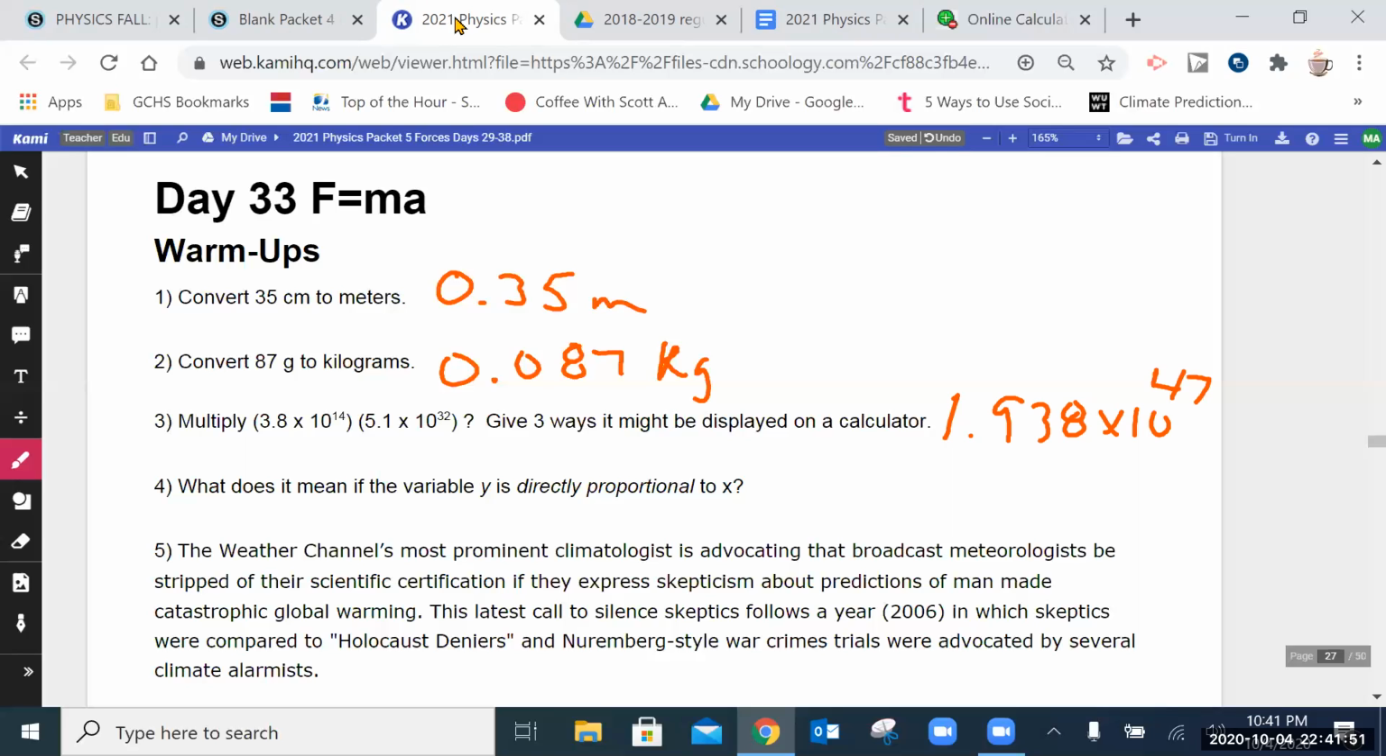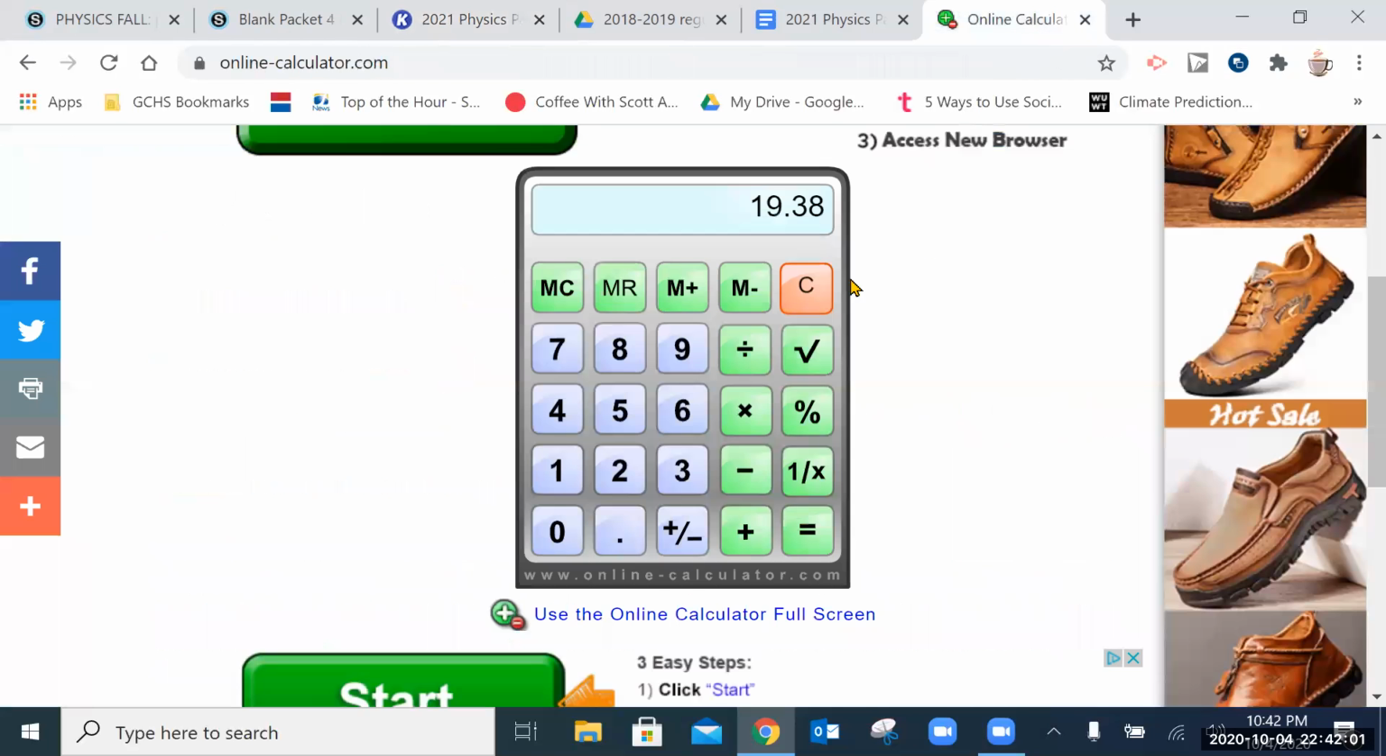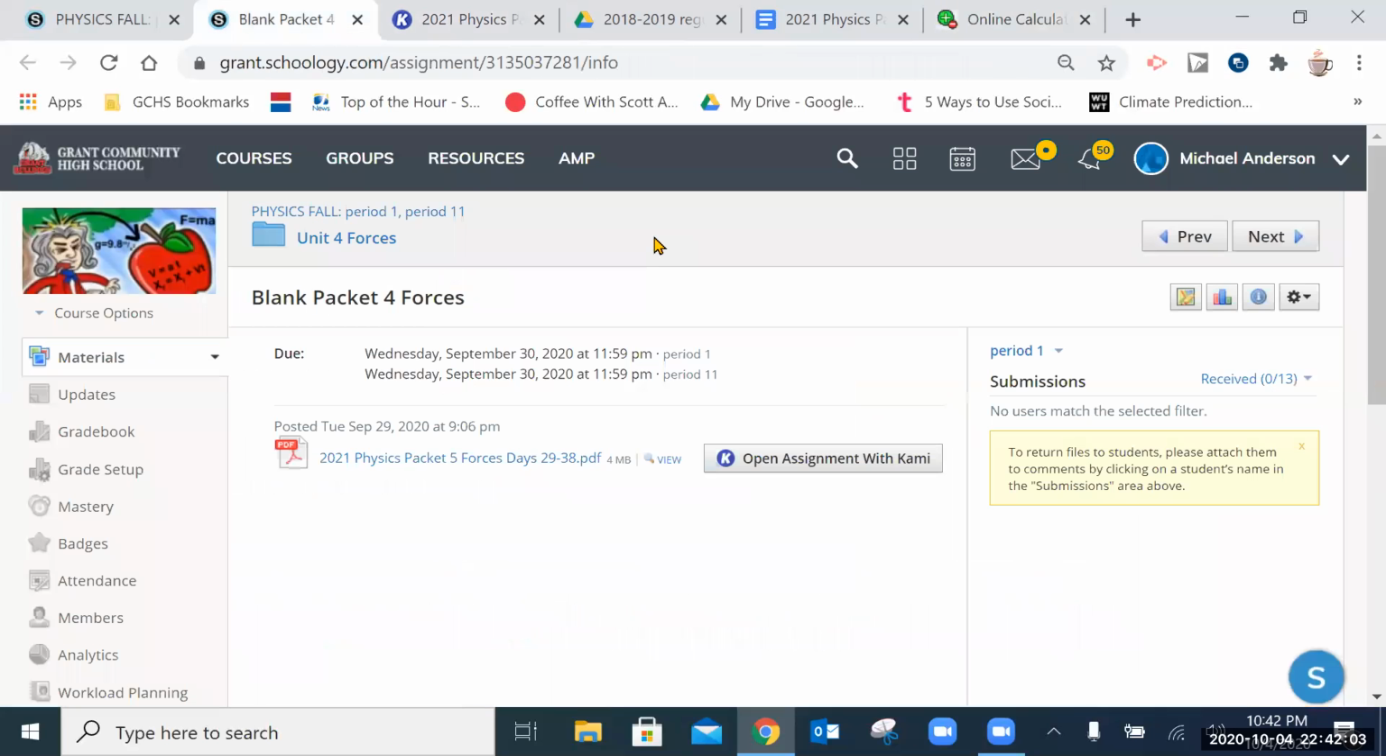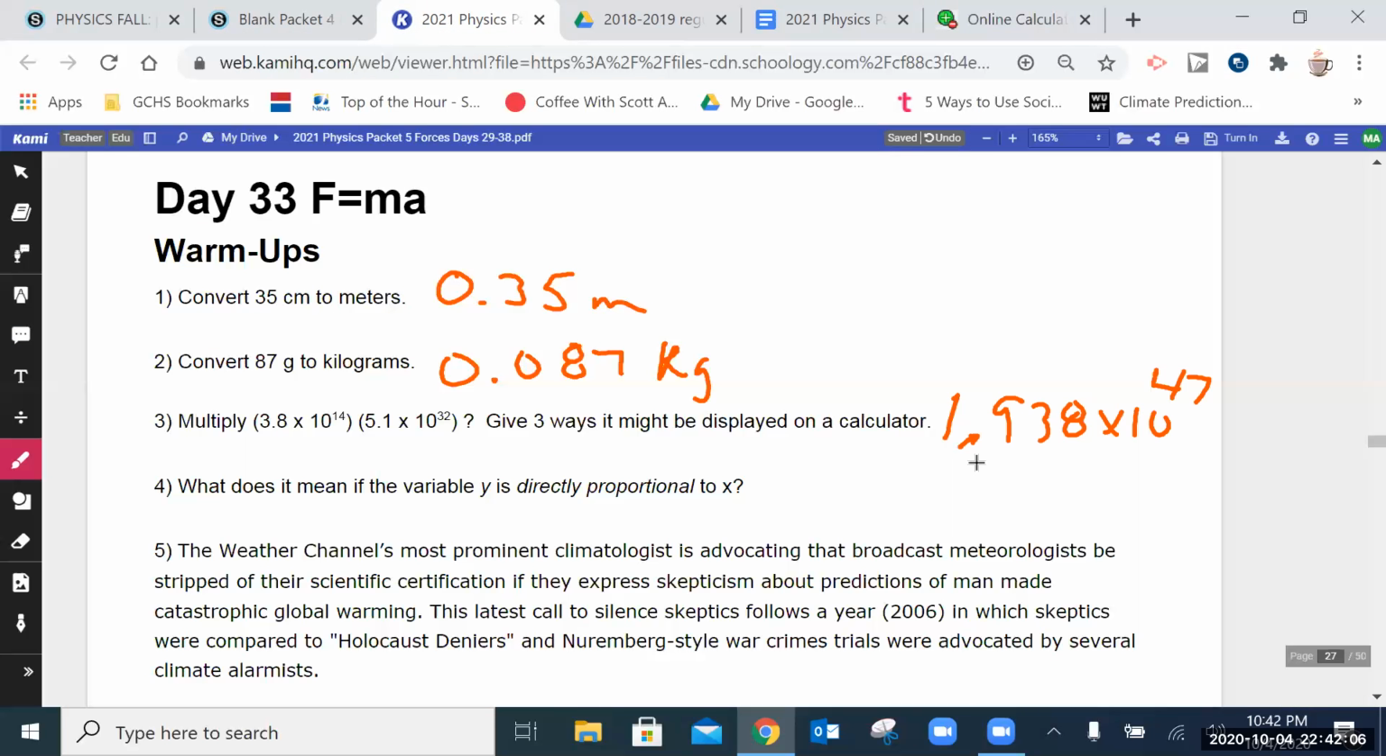Please type that into your calculator and make sure that you can get the exact same thing. Now this 1.9 isn't exactly what I had on the online calculator. The online calculator said 19.38, but I moved it an extra decimal point so that I end up with a number here between 0 and 10, and I adjusted this accordingly. When you type this into your calculator with the proper scientific notation, you will get this answer right here.